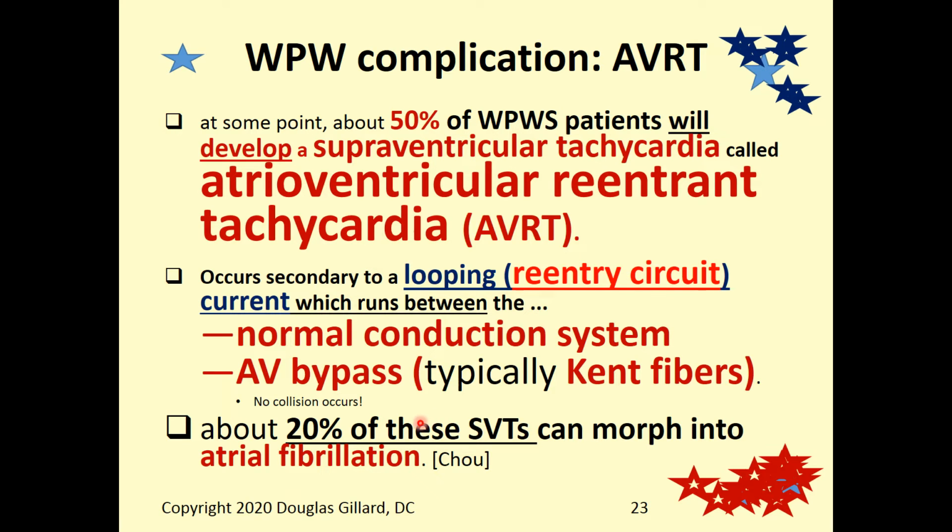People with Wolff-Parkinson-White syndrome do get other tachycardias, like atrial fibrillation and atrial flutter. And yes, they can get EAT as well. They could probably get junctional tachycardias as well. But most of the time, they're going to get AVRT.